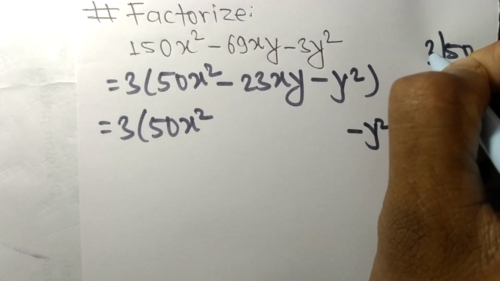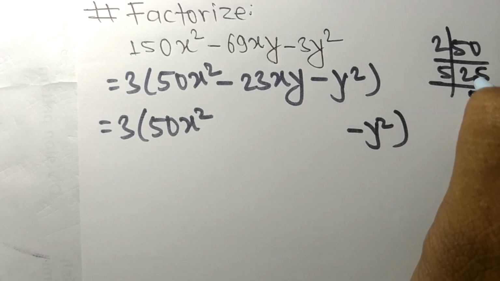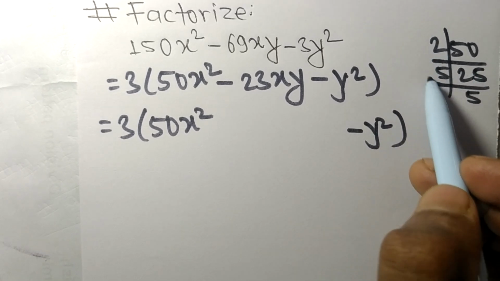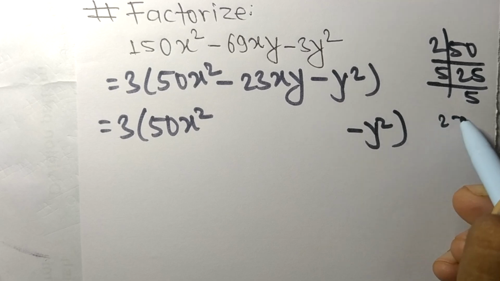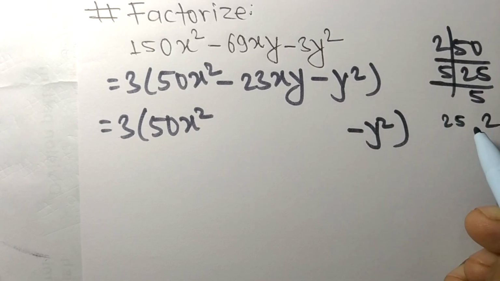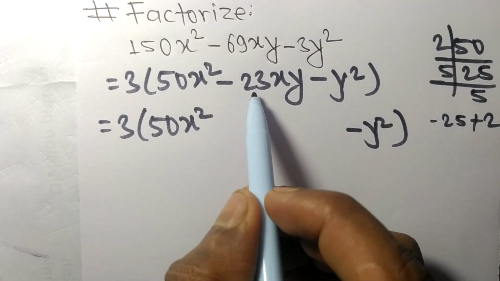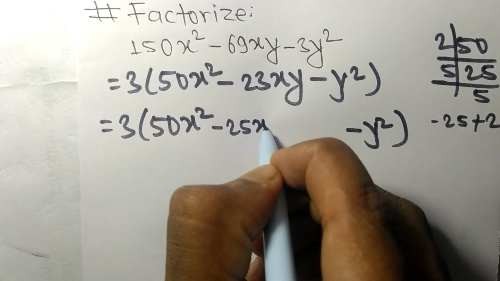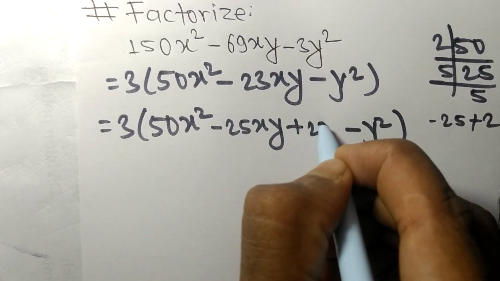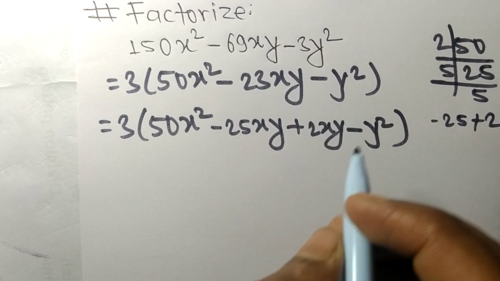So it is 2 times 25 means 50, 5 times 5 means 25. So by multiplying within these numbers we need here minus 23. So 5 times 5 means 25 and this 2. So minus 25 plus 2, it means it is minus 23. So it is minus 25xy plus 2xy, so it is minus 23xy.